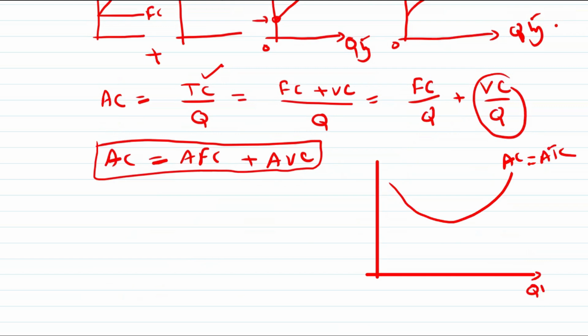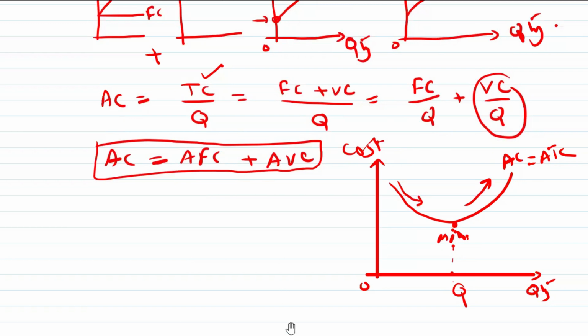On X, again, we have quantity. This is the origin point, and on Y, we have cost. At this point, average cost is the lowest. When output is Q, average cost is lowest or minimum. Before that, it is falling, and after that, again, it is rising.